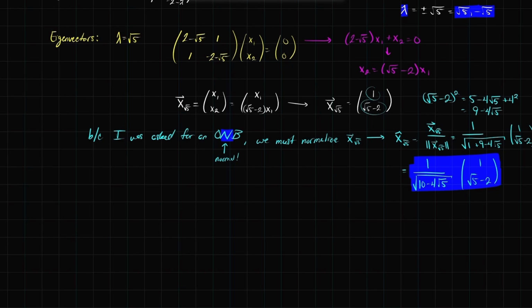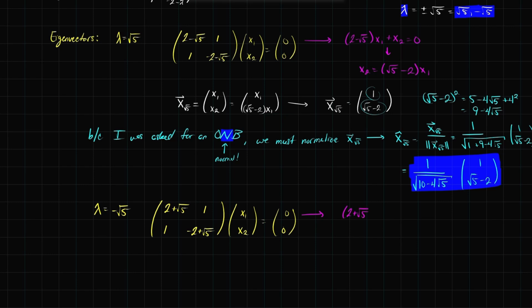We do the same when lambda is negative root 5. What we end up with is 2 plus root 5, 1, 1, negative 2 plus root 5, against x1, x2, equals 0, 0. The first line tells me that 2 plus root 5 times x1 plus x2 is 0, which can be quickly rearranged for x2 as x2 is negative 2 plus root 5 times x1.